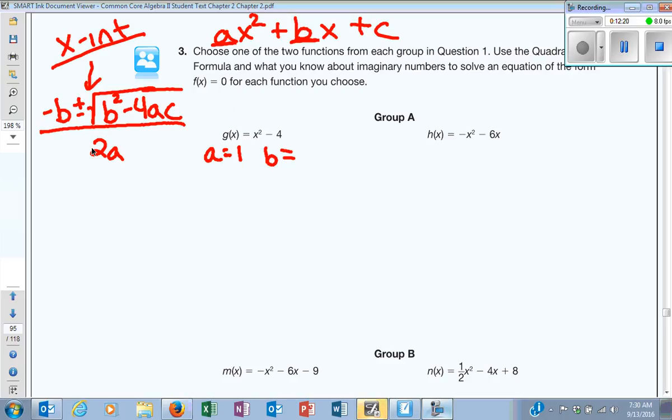Because look, I could rewrite this as x squared plus, what do I need to write in front of the x so there's none of them? Right? Because what's 0 times x? Nothing, right? So it's like it's not there, but now I can write it like that. Does everybody see if I write it like that? Now I see my b is 0, my a is 1. What is my c?